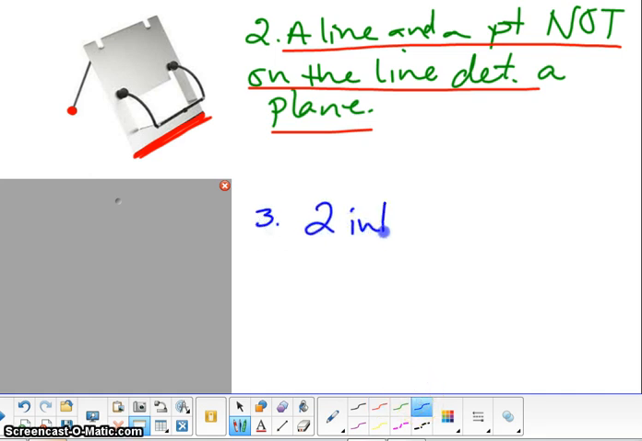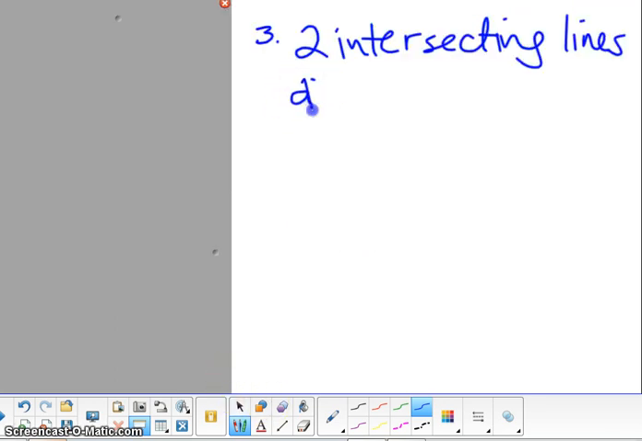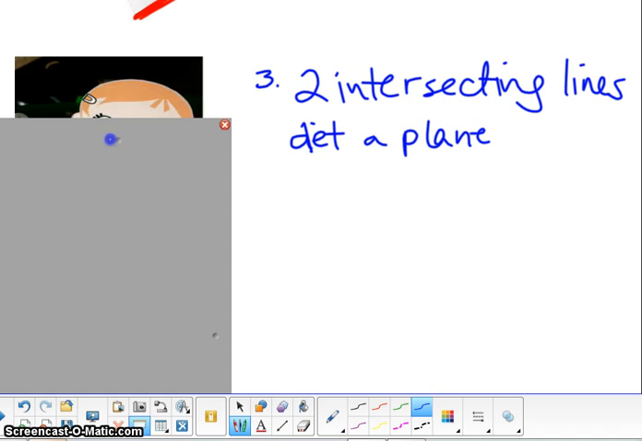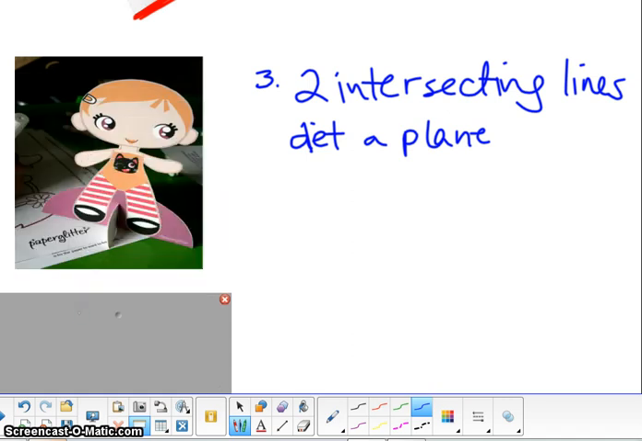The third one is 2 intersecting lines also determine a plane. The example I have for this may be a childhood toy, but I know I just got my daughter one of these. It is a paper doll that you can actually stand because it is 2 intersecting lines at the bottom. If you look closely, there is a paper here, so that's going to be one of the two intersecting lines, and the other one starts in the front and then continues in the back, and that's what's creating this paper doll to stand by itself. So that is an example of two intersecting lines determining a plane.